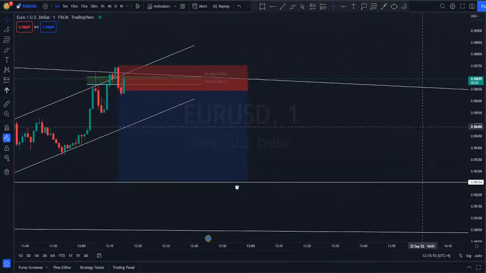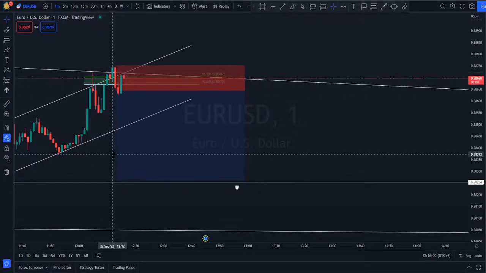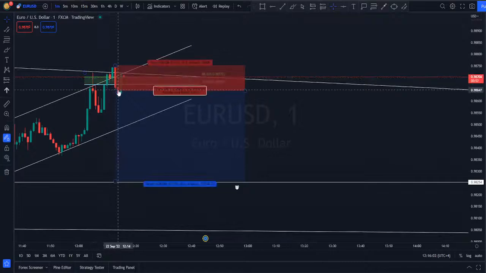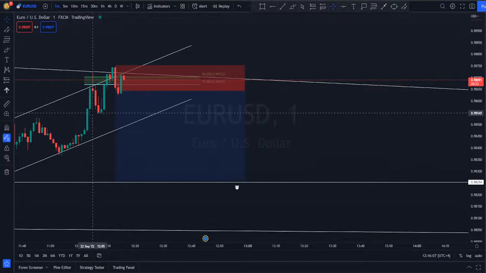I wouldn't like to advise anyone to use FIBO at this level. Why? Because there is no break of structure here. Before you talk about using FIBO, you have to have a break of structure, which is maybe somewhere here.